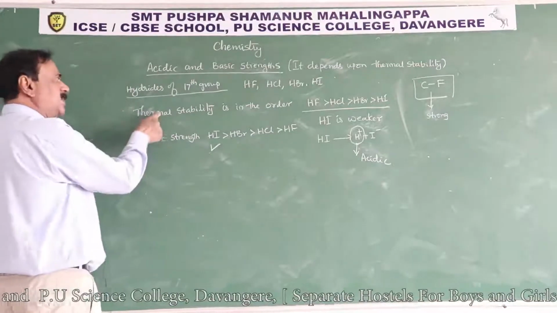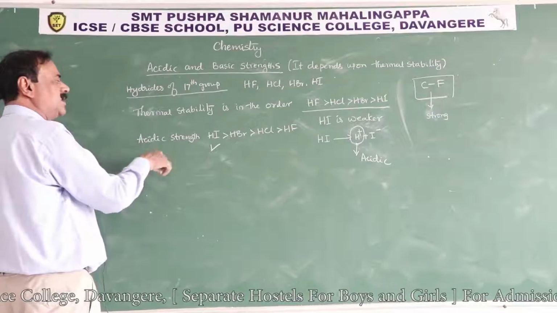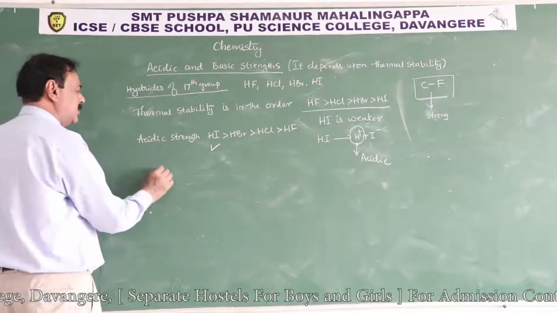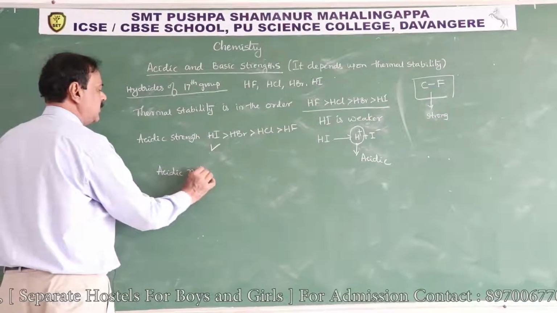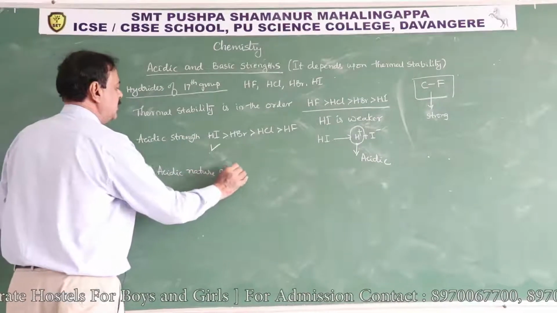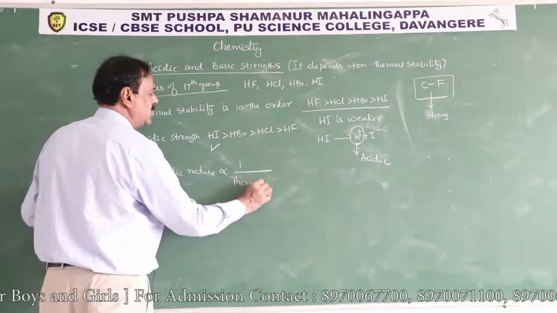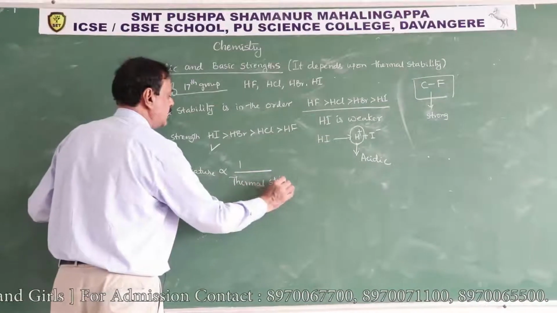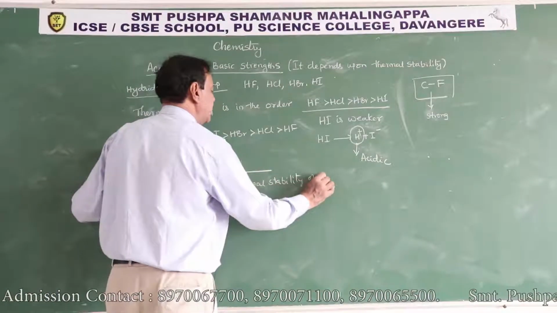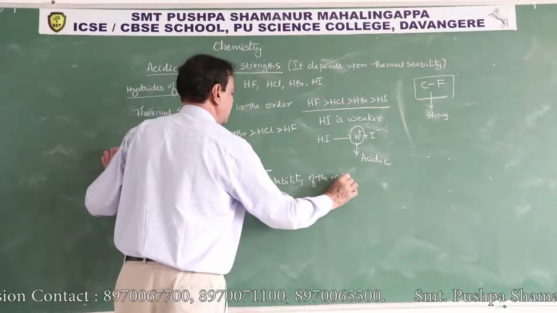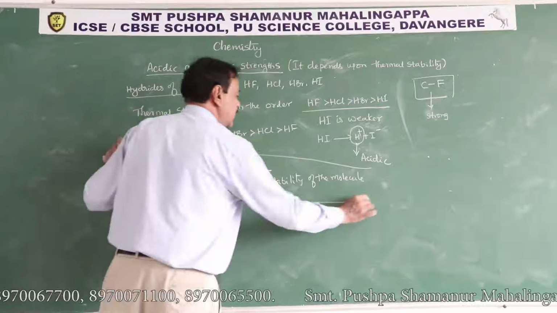There is a relationship between thermal stability and acidic nature. Acidic nature is inversely proportional to the thermal stability of the molecule. Is it clear? This is a very important hint.